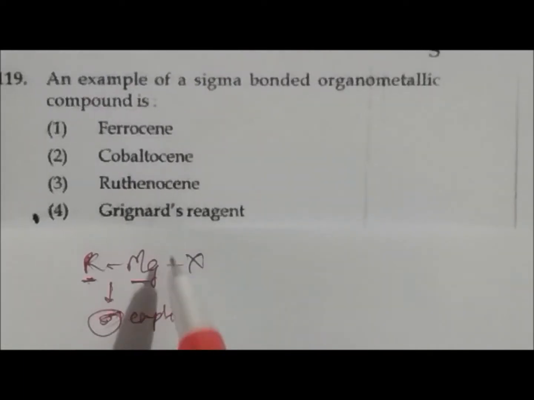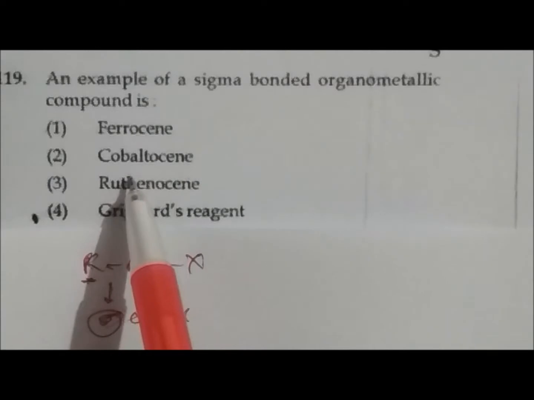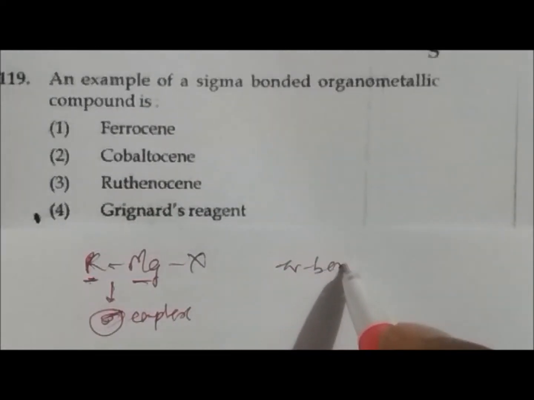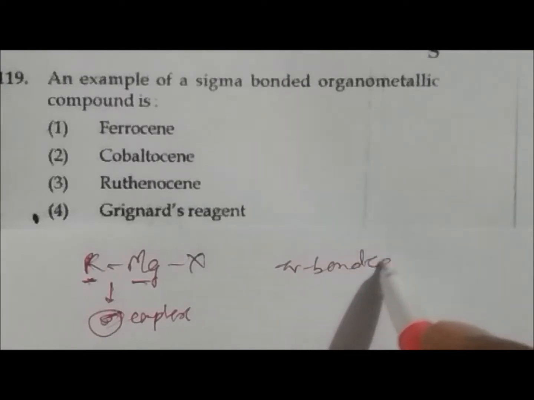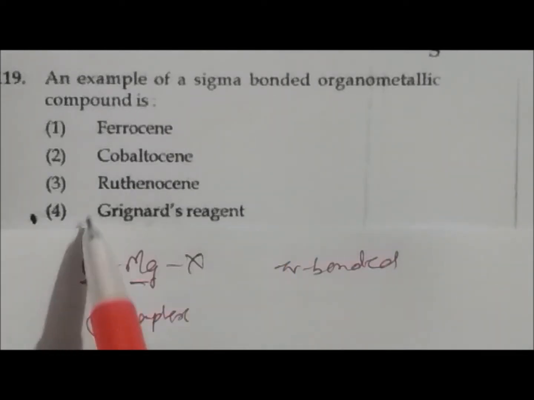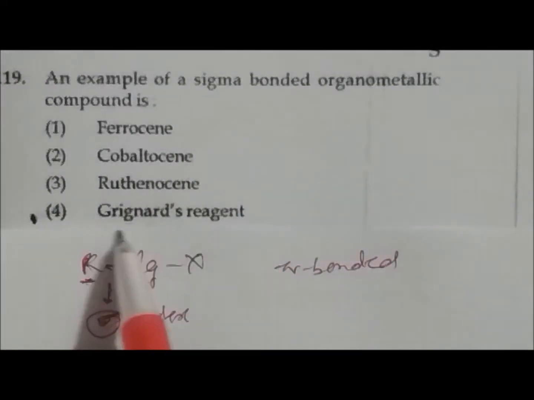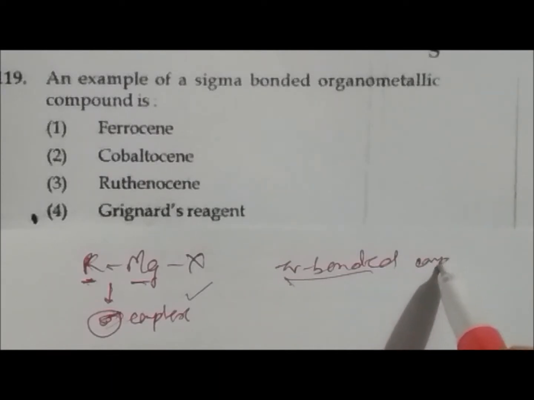But in case of all three, ferrocene, cobaltocene, ruthenocene, they are forming the pi bonded complex. So this is your pi bonded complex. So the answer is, your sigma bonded organometallic compound is your Grignard reagent. So the others here are pi bonded complex compounds.